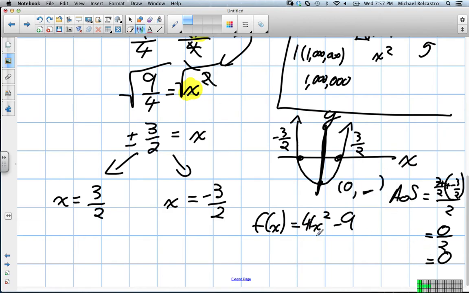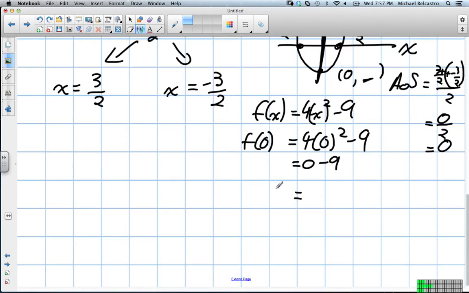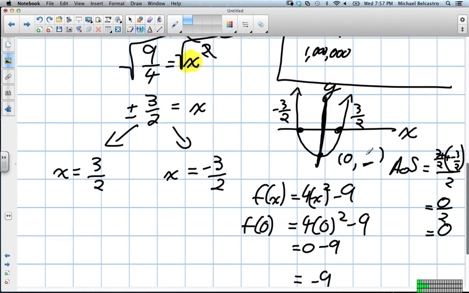So we take this 0 and plug it in for x. So f of 0 is 4 times 0 squared minus 9. Well, what's 0 squared? 0. Times 4? 0. 0 minus 9? Not 9, negative 9. That's right. So our vertex is at (0, negative 9). Okay? So that's the long way.